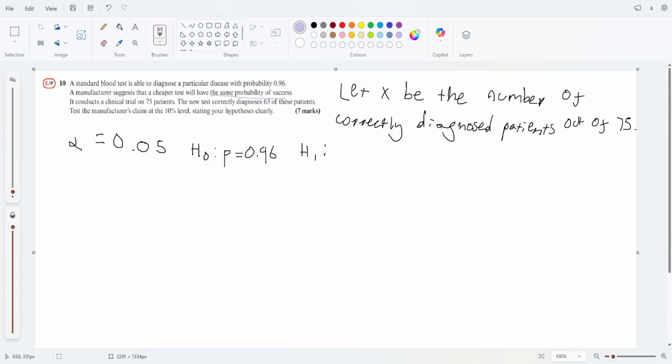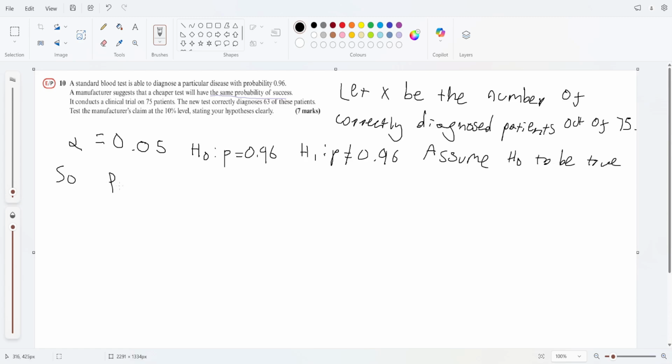So this H0 is the probability of the cheaper test having the same probability of success, right? So it doesn't mention increase or decrease. So an alternate to it being exactly equal to 0.96 is going to be P is not equal to 0.96, making this a two-tailed test. I know this wording is quite confusing. It took me quite a while to understand, but if you ever get something like that, it is a two-tailed test. So moving on, we're going to assume H0 to be true.